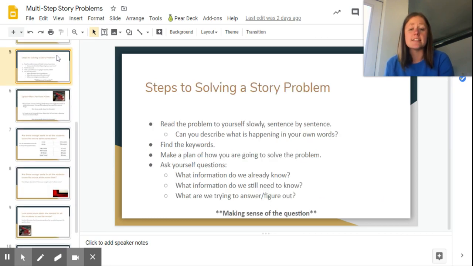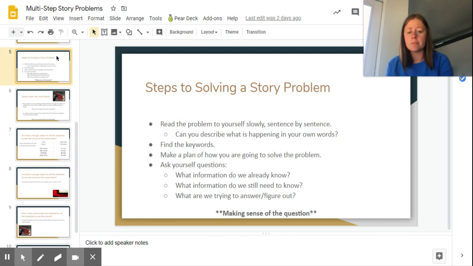So our next slide is steps to solving a story problem. So I know we've talked about it in the classroom a little bit, but I think it's good to talk about it again on here. So my first key point is to read the story problem to yourself slowly, sentence by sentence. Can you describe what is happening in your own words? So once you read a story problem, think to yourself and just try to make sense of it. And, does it honestly make sense to you? Maybe you have to reread it again. Maybe there's part of it you need to reread. And if it does make sense, maybe try reading it just one more time, just to fully understand and get your mind wrapped around what's happening, what the question is truly asking you.